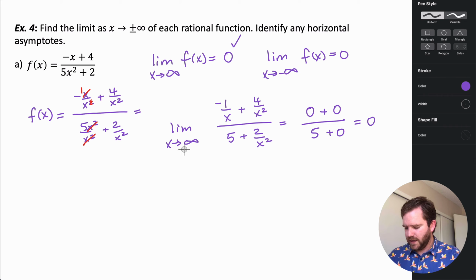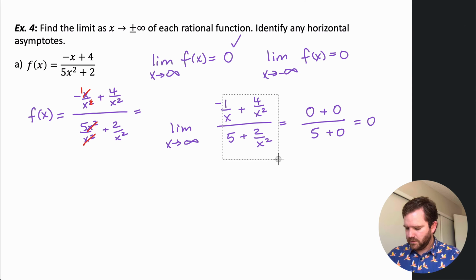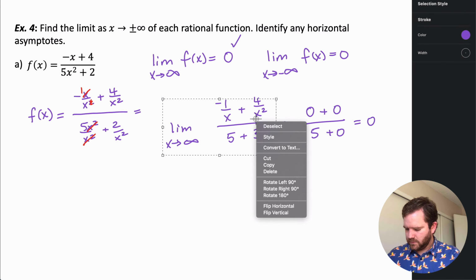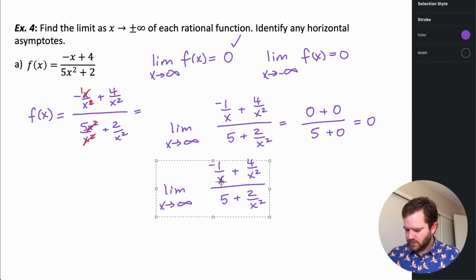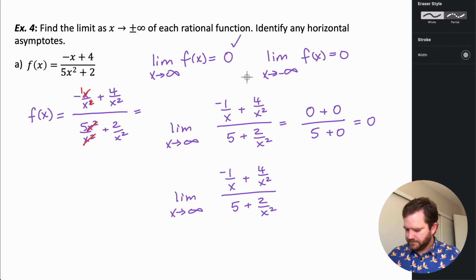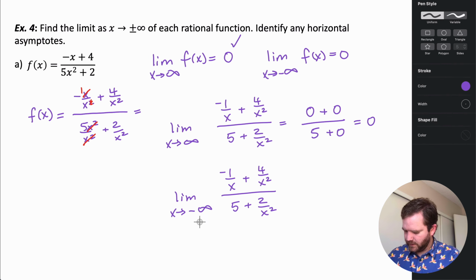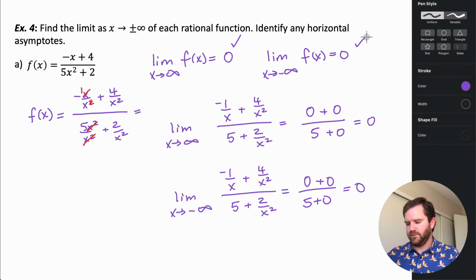What if I did it off to negative infinity? I'm going to quickly copy this whole thing. If I did this off to negative infinity, what do I get here? It's going off to negative infinity now. So this is still going to go to 0. This is still going to go to 0. This is still going to be 5, and that's still going to go to 0. So again, I get 0. We've confirmed that one as well.